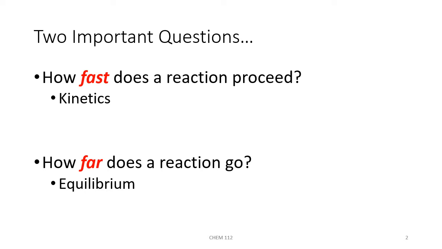A reaction could lie far to the left, we would say, meaning it's a reactant-favored equilibrium and it doesn't form very many products. Or a reaction could lie far to the right. In this case, it would be a product-favored equilibrium, and it would form a lot of products and there wouldn't be very many reactants left. Or it could kind of lie in the middle. In that case, you could have a reaction that has about an equal amount of reactants and products. Equilibrium will answer how we can predict the position or how far a reaction will go.